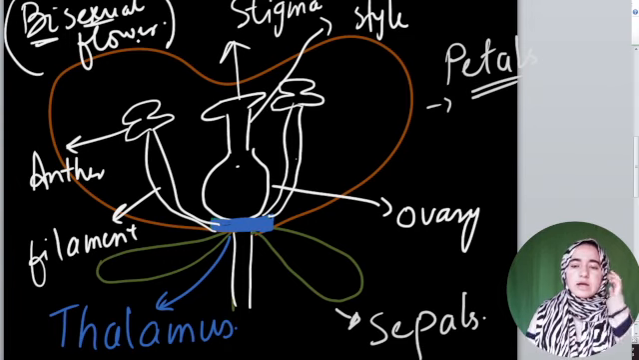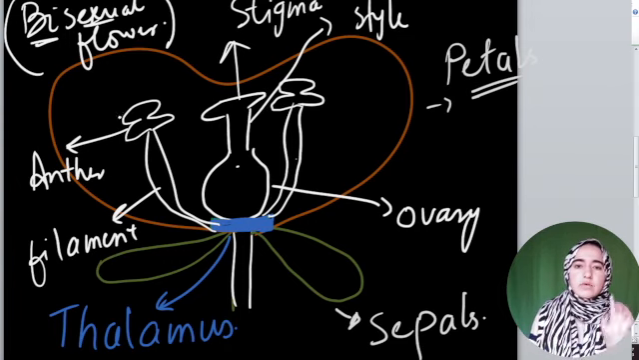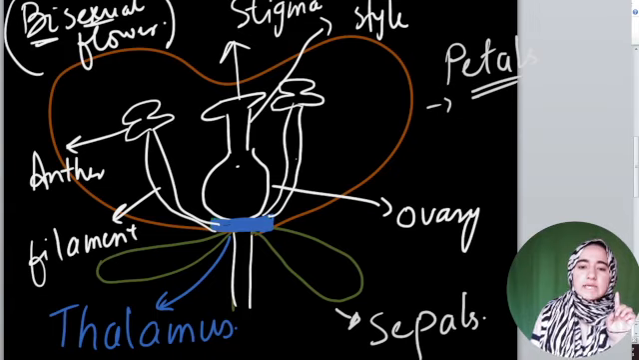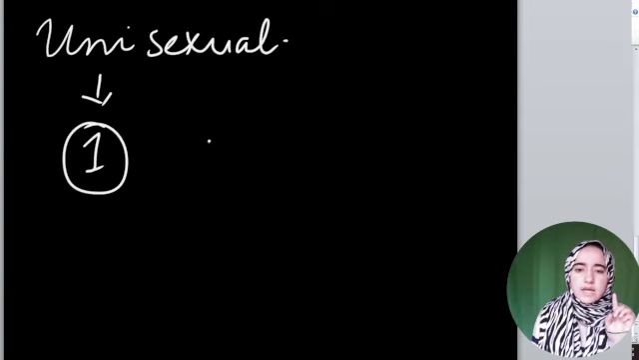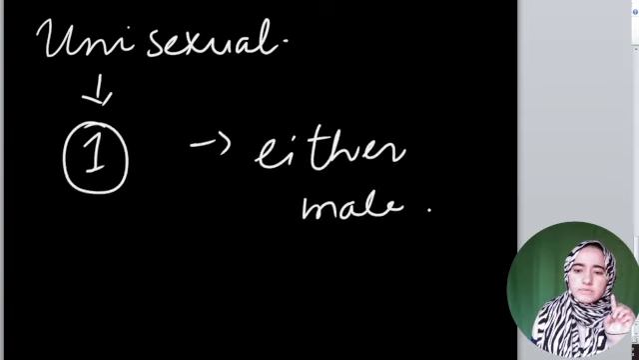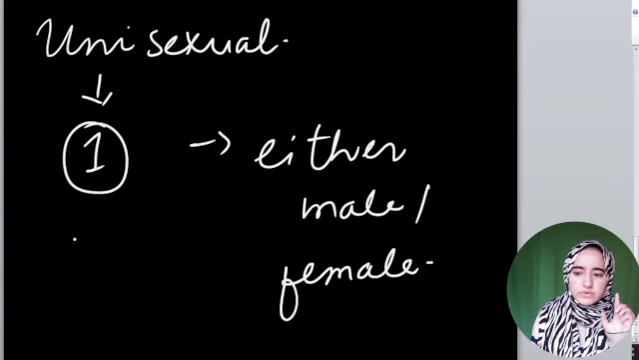Okay. Then in contrast, we have one flower known as unisexual flower. Unisexual flower is the flower having only one structure inside, either male or female. Okay, I hope this concept of unisexual and bisexual is clear.